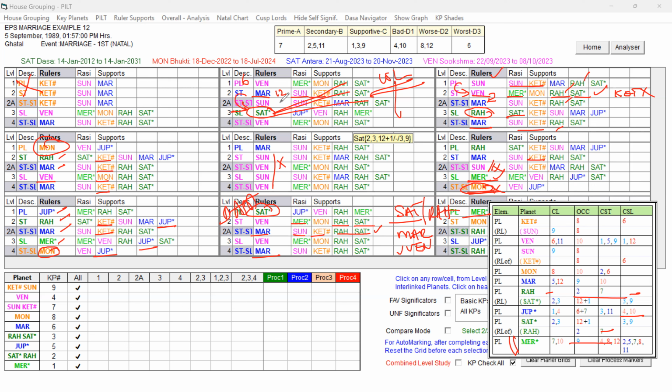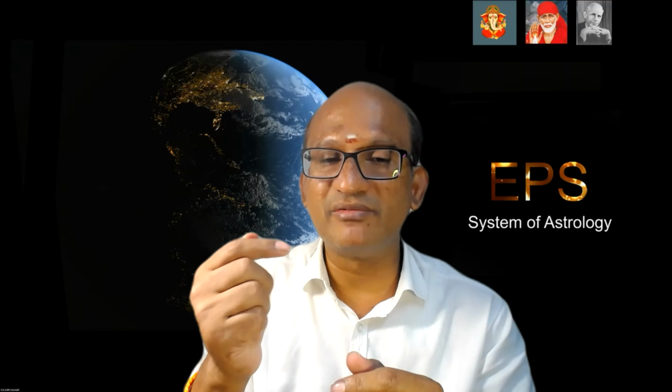I think you're able to understand. So studying with the PILT table, just with self-signification and rulers link, will be difficult initially unless you get good command of the EPS table analysis. You can sort out the planets which are favorably placed, immediately eliminate 2 or 3 planets, keep 3 planets on the waiting list, and see which of the remaining planets is better. Open the EPS table, check level-wise, and combine with the PILT table with the rulers link and all. That will give more clarity.